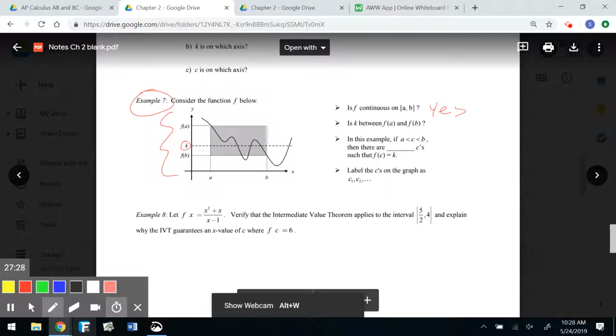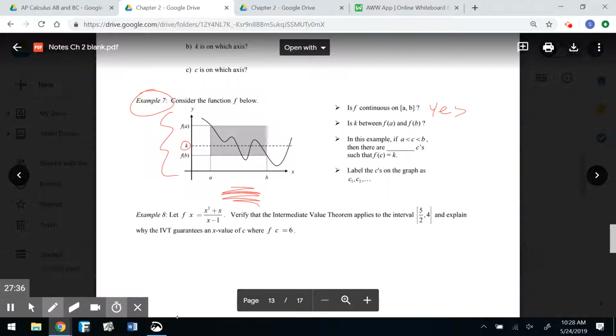In this example, if c is in between a and b, then how many c's are there such that f of c equals k? Where are my c's between a and b that, if I go up here, equal that value of k? There's one of them. Let's call it c1. Do I have any more? This is boxed in here, because from a to b is where it's continuous and on a closed interval, and it's a function. It hits one time, two times. Let's call that c2. Does it hit again? Oh, snap. This one hits three times.